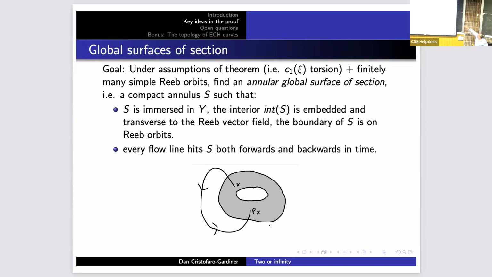And we're producing this under the assumption of finitely many simple orbits because we can assume that, otherwise the theorem would automatically be true. The surface is immersed, but the interior is embedded. So that's right, only the boundary can be like multiple colors. That's right. Exactly.